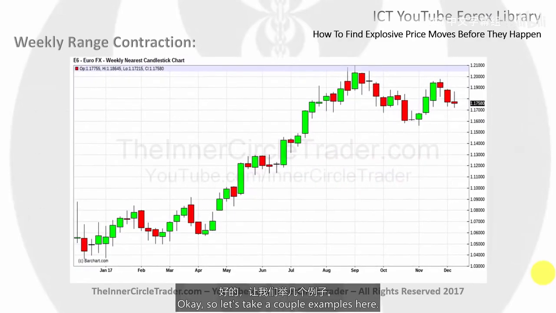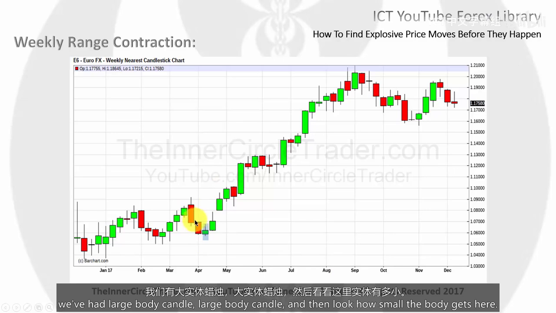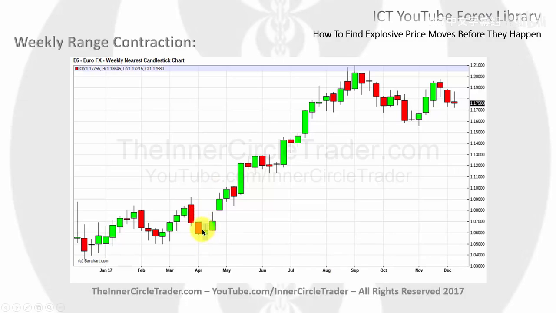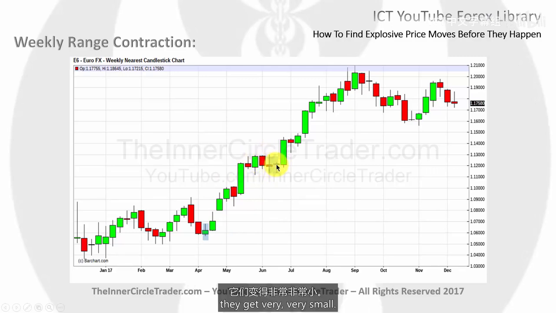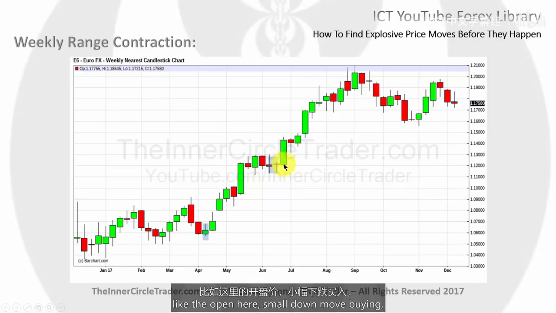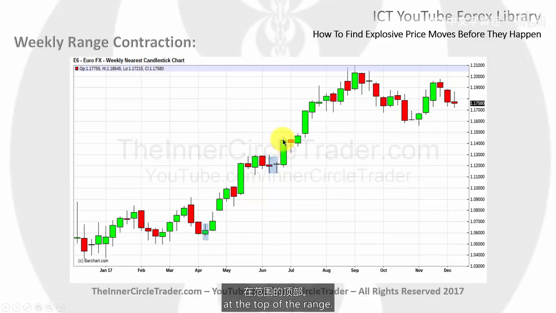Okay, so let's take a couple examples here. As you can see here at this swing low, we've had a large body candle, and then look how small the body gets here. Then we have a turning point. In here, price has been moving up. We went sideways, and now look what happens. The bodies between the open and the close get very, very small. Disregard the wicks, try to block that out. Focus only on the open and close relationship. When that gets small, what's about to happen is you're going to see an expansion. And this is when anticipating Power 3, like the open here, small down move, buying, holding for the close near the end of the day at the top of the range.